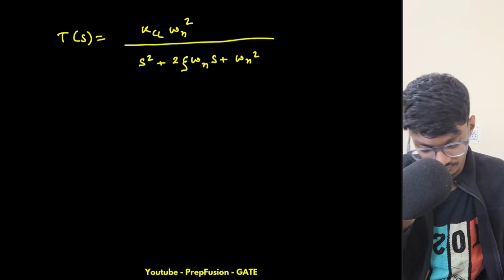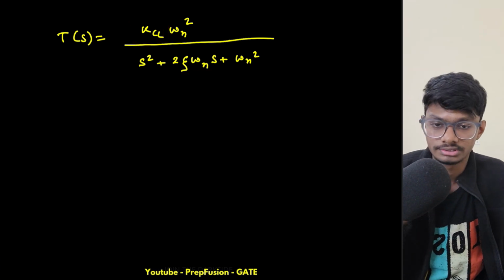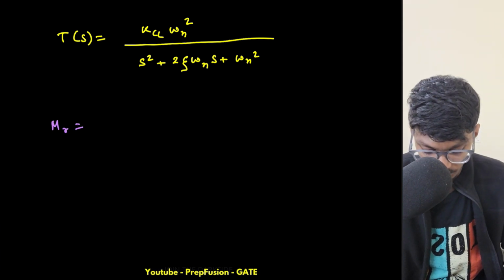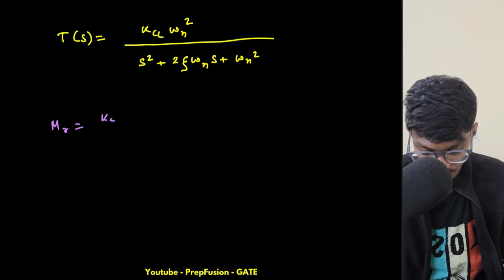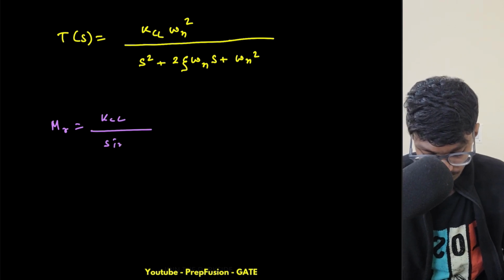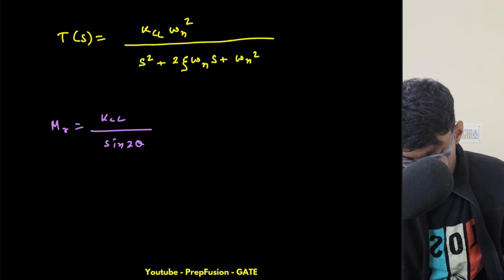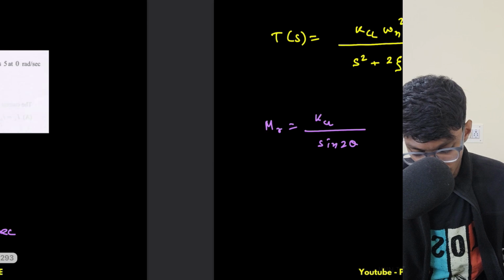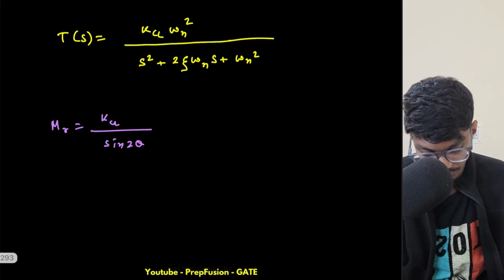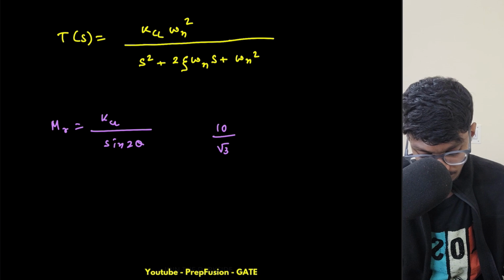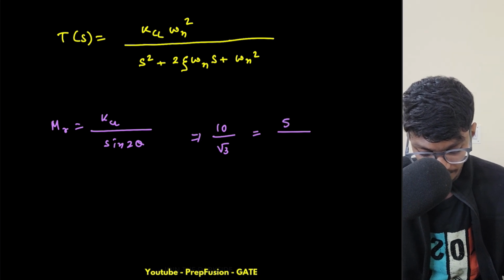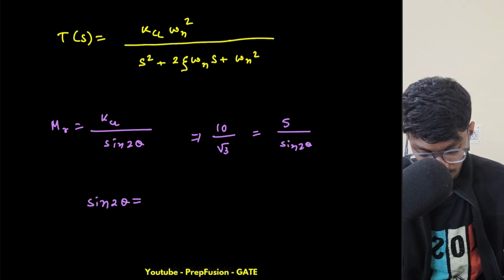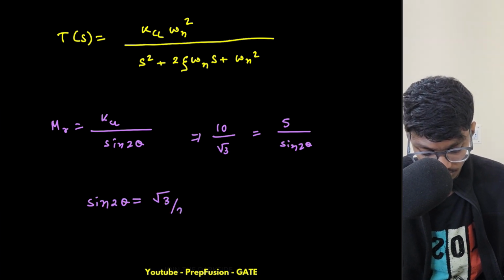Now KCL is given as 5, that is good, but all this I have to find. How will I find it? Obviously with that MR formula. So MR equals KCL by sine 2 theta. Now KCL is given as 5, MR is also given. What is MR? MR is 10 by root 3. So 10 by root 3 equals 5 by sine 2 theta. So my sine 2 theta will be root 3 by 2.